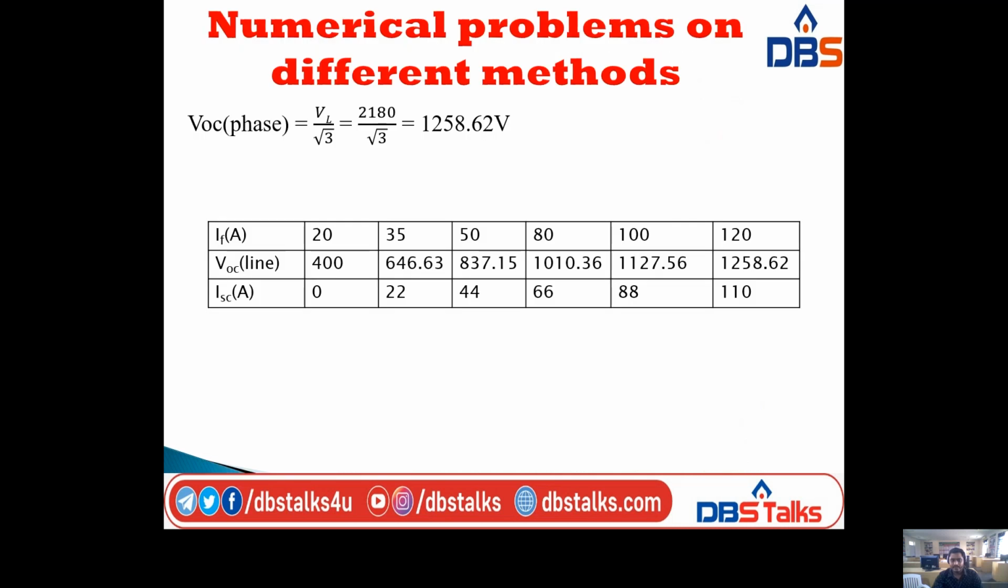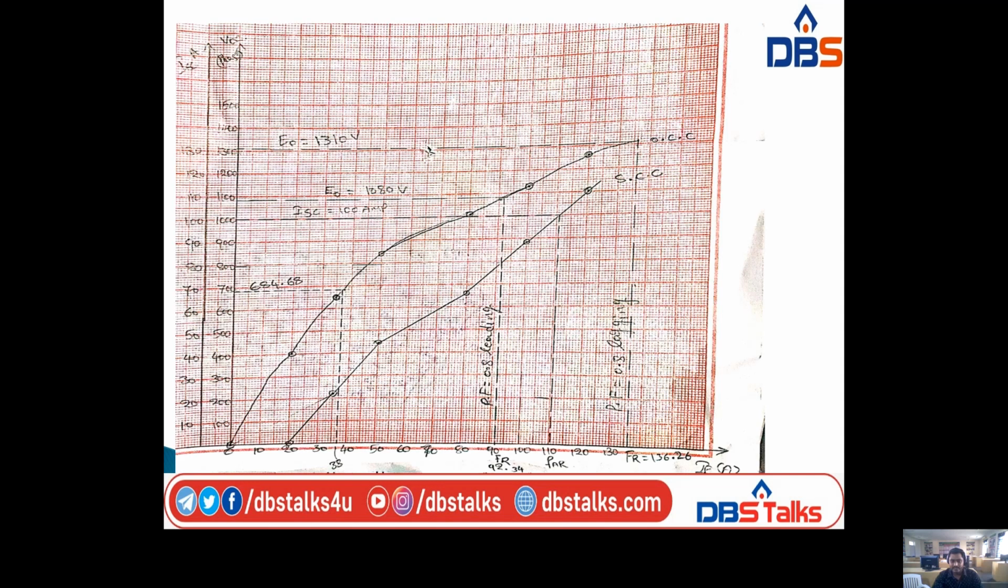At field current 120, the short circuit current is 110. So at 120 amperes the short circuit current is 110. Combining these points, we will have a curve, which we name the short circuit characteristics curve, SCC.